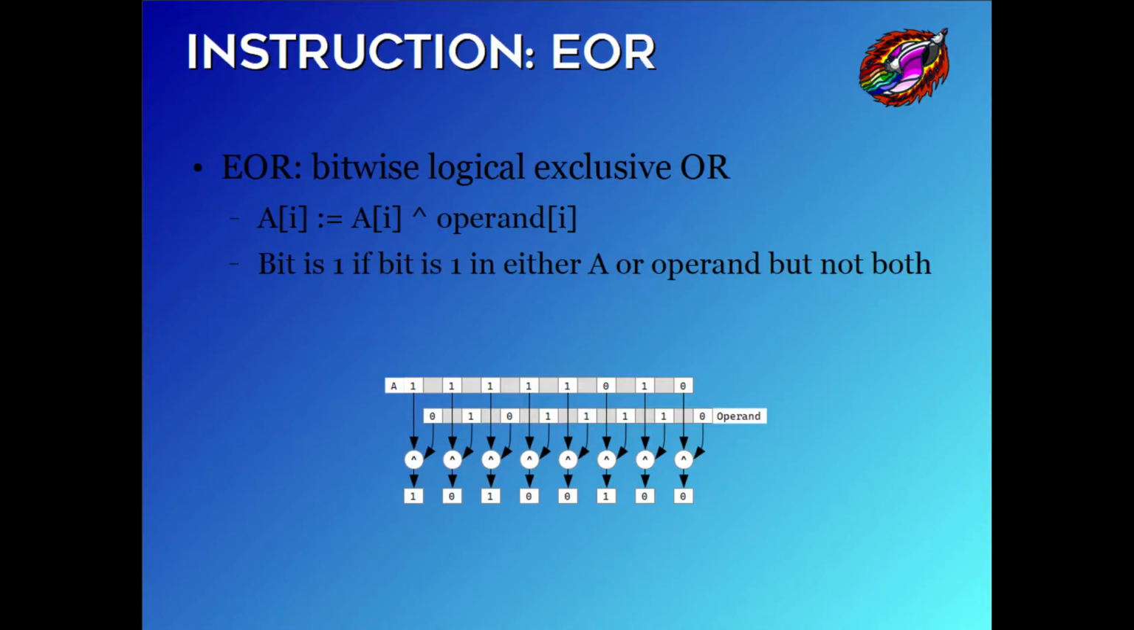So again, you can see here, bit 7, accumulator 7 is a 1, operand 7 is a 0. So only one is true. That means the result is going to be 1. Bit 6, the accumulator and the operand both have a 1 in bit 6. And because they're both 1, exclusive OR means that the result is going to be a 0. And then likewise, if we go over to the very far right, we have accumulator and operand both having a 0 in there. So the exclusive OR of that is just 0.